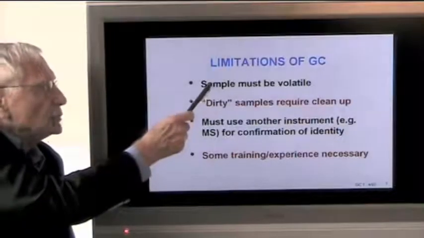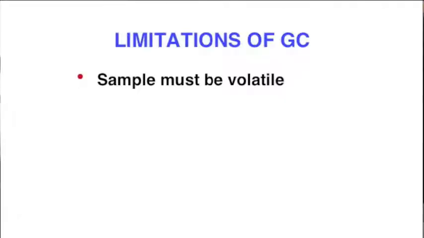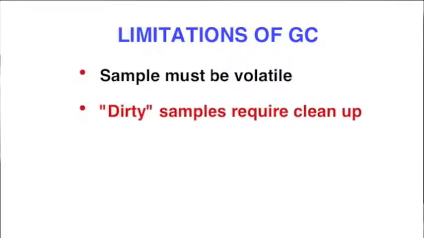In GC, the samples must be volatile. We are allowed to heat the sample up to 300, 350 degrees centigrade, but at that point we must generate vapors that can be easily carried by the carrier gas. Dirty samples require cleanup. I think of a dirty sample as urine, wastewater, extracts of many things, in that these samples will not only contaminate the system, they may even plug up the column, destroy the column. In this case, oftentimes we will extract or use a solvent to take out the important components.